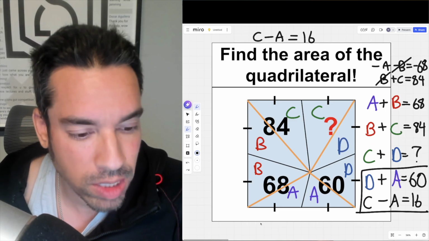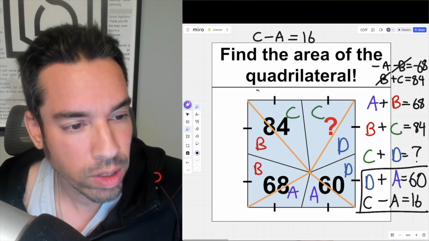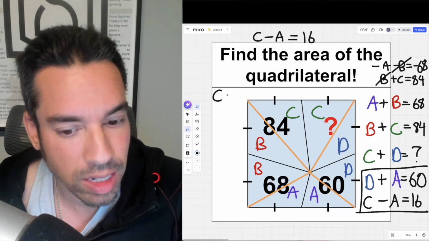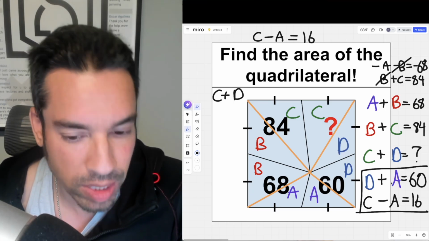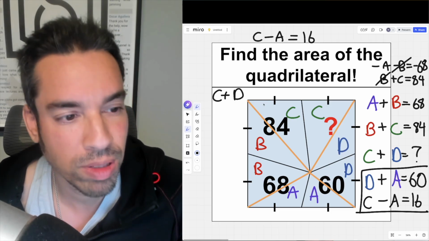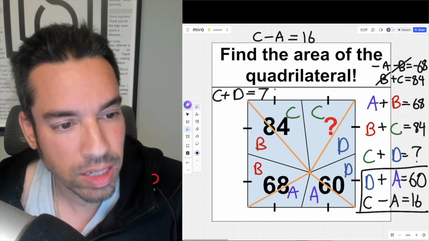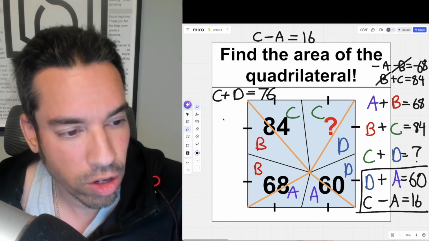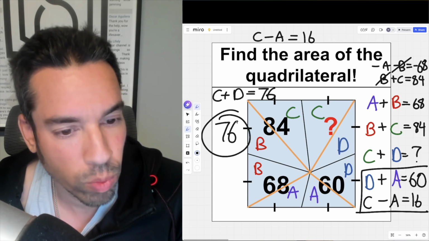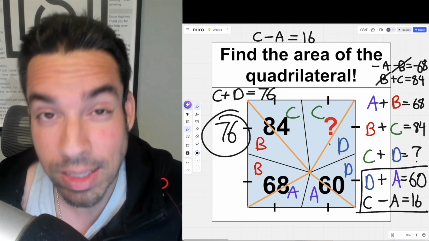So now I have this amazing equation. We've got C plus D, with the A's canceling out, is equal to 60 plus 16. That is 76. And so there you go, 76 for the win. That's the area of this quadrilateral. That's how you do it.